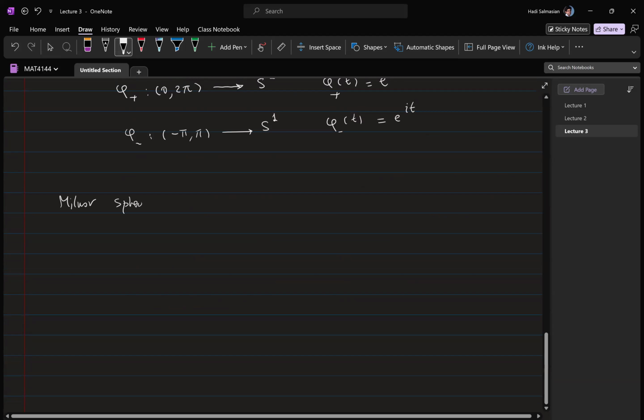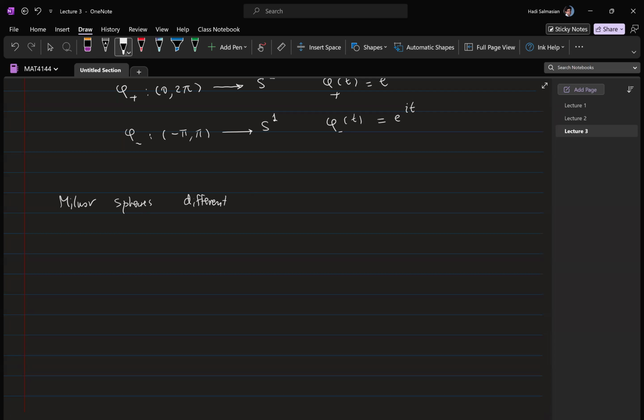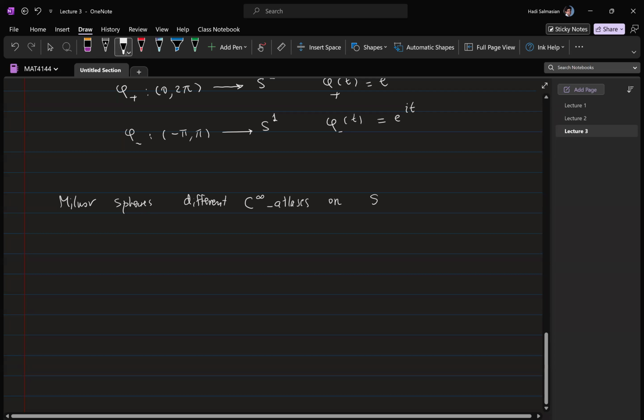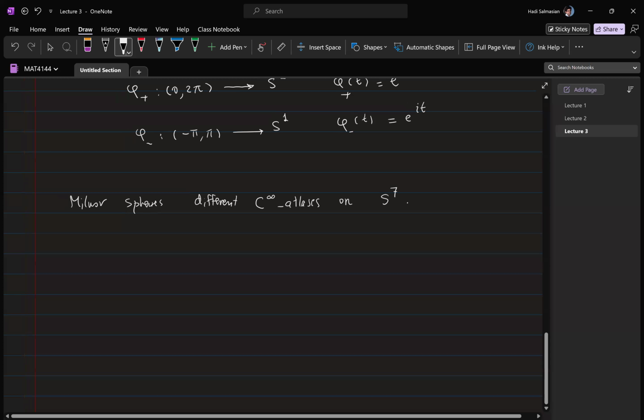rather, so-called Milnor, constructed some different C infinity spheres at dimension 7. So basically different and non-equivalent C infinity atlases. And S7 using octonions and sort of things. Okay. So even a sphere doesn't have a canonical C infinity structure.